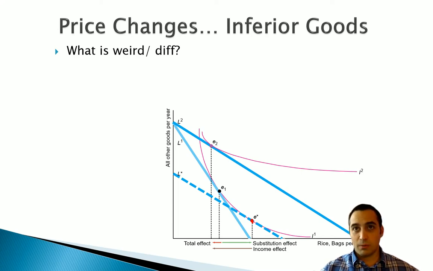How is this different? What's different about this from the other ones we've seen? Well, you'll note, although rice has gotten cheaper, moving from E1 to E2, we're actually consuming less rice. And that's weird, right? The income effect is so strong that it has outpowered the substitution effect. So even though rice is relatively cheaper than all other goods, we're now consuming less of it. This was what we would call in the field a quote-unquote Giffen good.